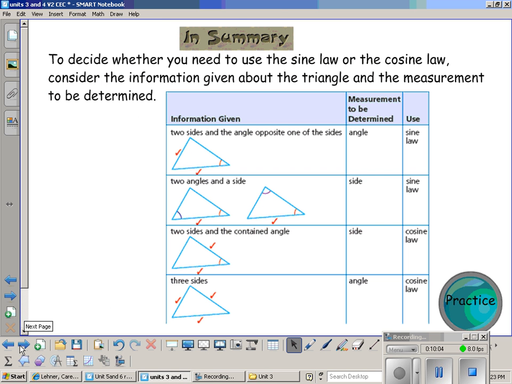So in summary, to decide whether you need to use the sine law or the cosine law, consider the information given about the triangle and the measurement to be determined. So if you're given two sides and the angle opposite one of the sides, and you're determining another angle, you're probably going to use the sine law. If you have two angles and a side, and you're looking for another side, you will use the sine law. If you have two sides and a contained angle, and you are looking for another side, you will use the cosine law. And if you're given all three side measurements and you're looking for an angle, you will also use the cosine law.